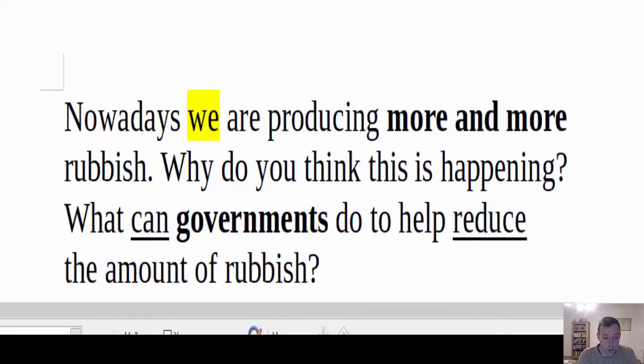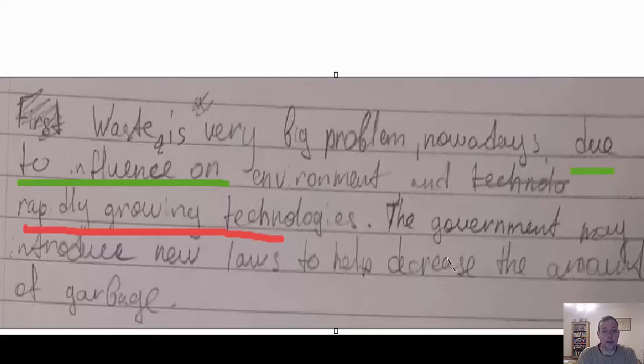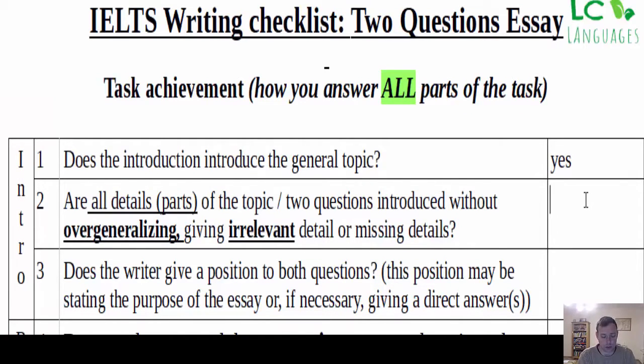Okay, what can governments do to help reduce this? Let's have a look. The government may introduce, so that's good, they've got the government, that's a plus. New laws to help decrease the amount of garbage. Okay, so they've done a fairly good job with the second one there.